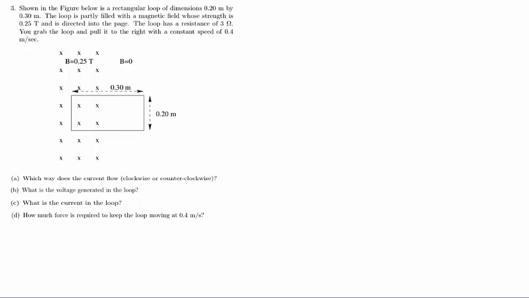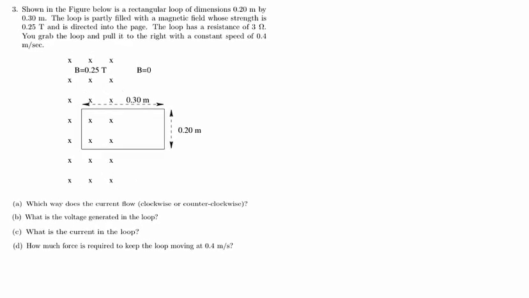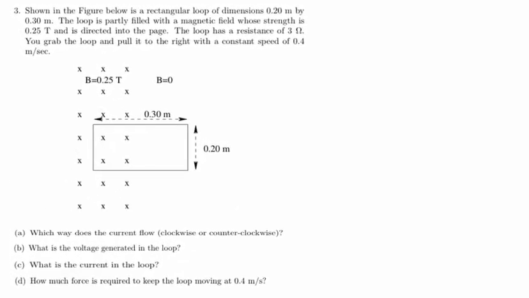The figure below is a rectangular loop of dimensions 20 centimeters by 30 centimeters. The loop is partly filled with a magnetic field whose strength is 1/4 Tesla and is directed into the page. The loop has a resistance of 3 ohms. You grab the loop and pull it to the right with a constant speed of 0.4 meter per second.